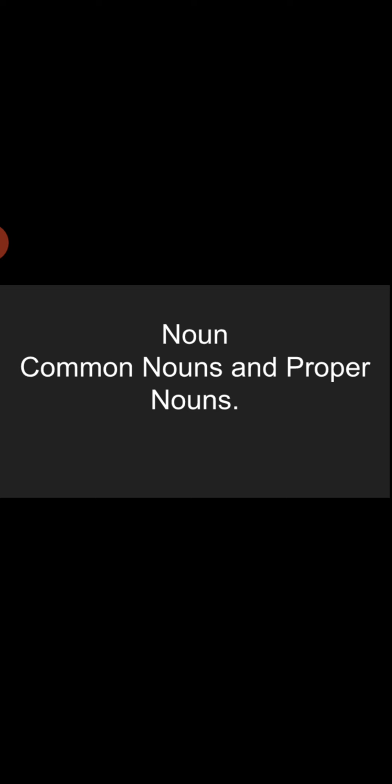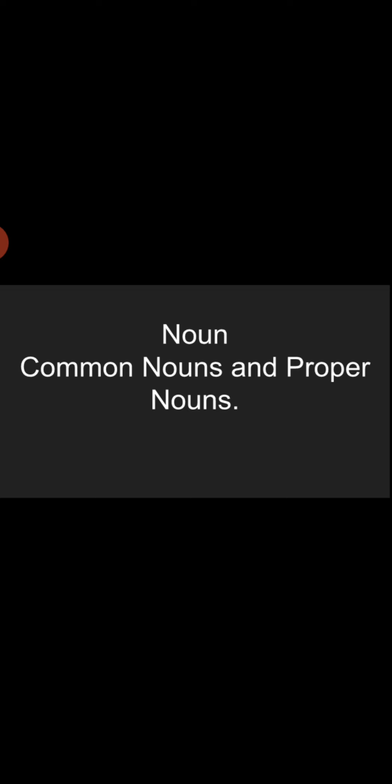So these nouns, again, they are classified into different kinds of nouns. The first one is common nouns and proper nouns. A common noun refers to a general class of person. So what is a common noun? Commonly we say. So a common noun refers to a general class of person and place or object.